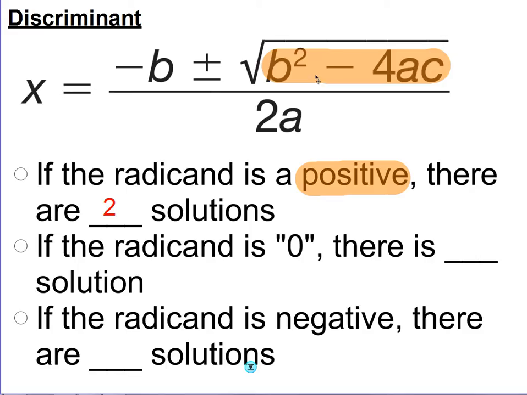However, if you type your radicand expression into your calculator and you get a 0, that means there's only one solution, and I'll show you why that happens. And if your radicand or your discriminant is negative, then there are no solutions at all. So positive gives you 2, 0 gives you 1, and negative gives you no solutions. Okay, so let's look at some examples.